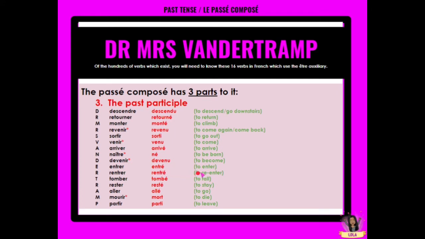Entrer means to enter. Rentrer means to re-enter. Tomber means to fall. Rester means to stay. Aller means to go. Mourir becomes mort, and it means to die. And partir becomes parti, and it means to leave.